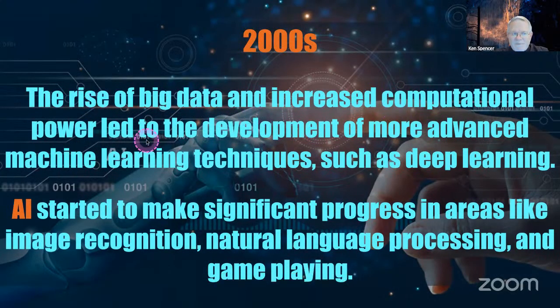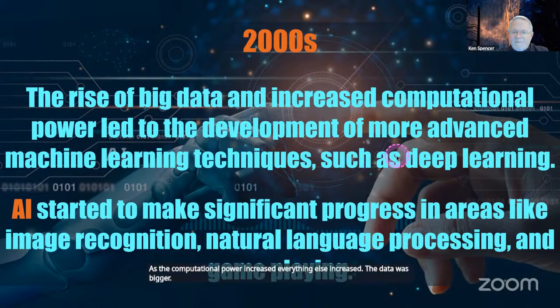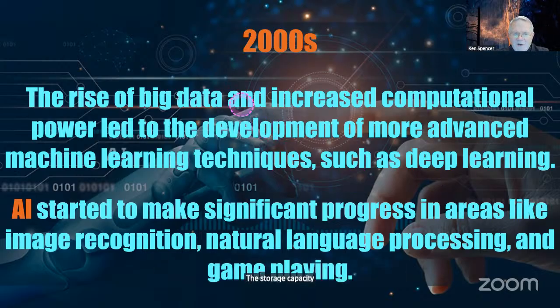As the computational power increased, everything else increased. The data was bigger. They could store it, but it could really dig down in, and machine learning and then deep learning happened. And it's all about the computer power and the storage capacity. But remember, that data has to come from somewhere.